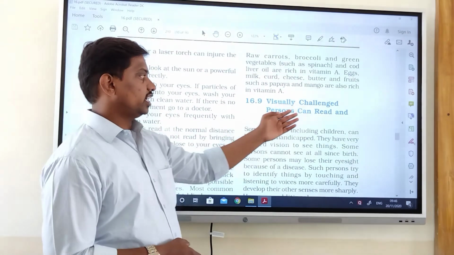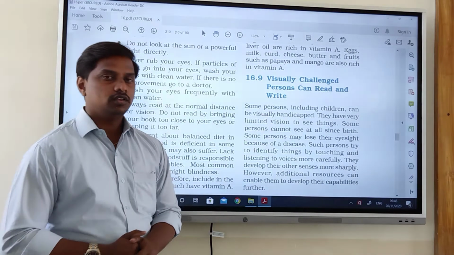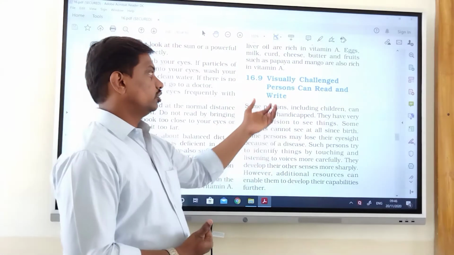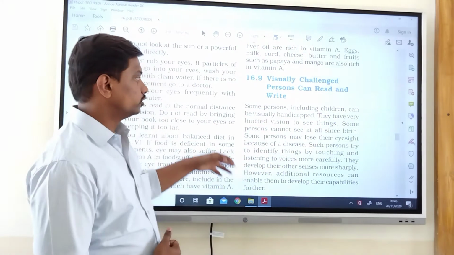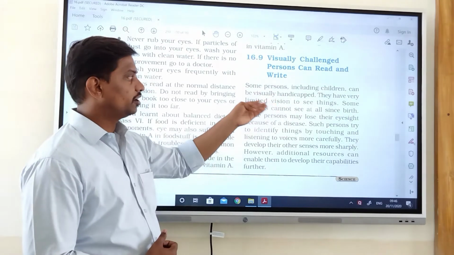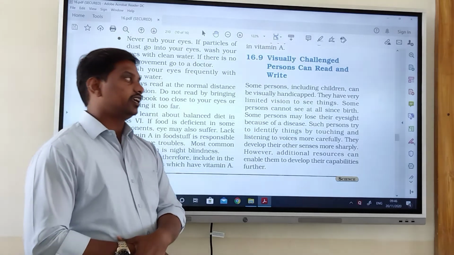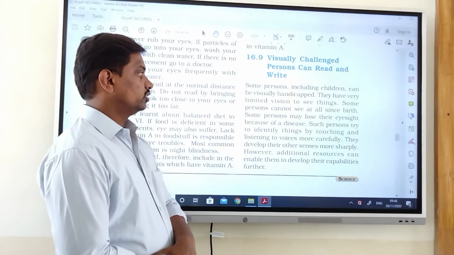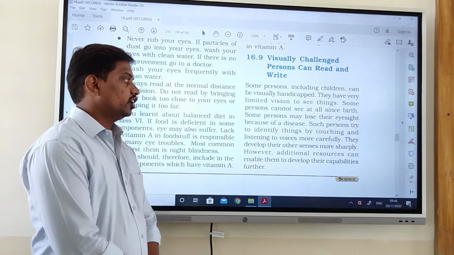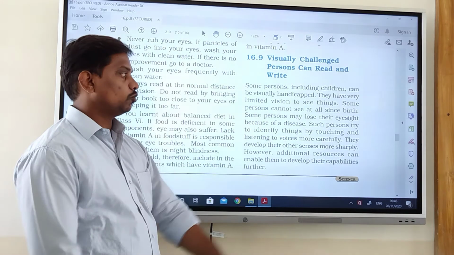So visually challenged persons can read and write. Visually challenged persons means vision lost children or vision lost people. So they can read and write also. Some persons, including children, can be visually handicapped. They have very limited vision to see things. Some persons cannot see at all since birth. Some persons may lose their eyesight because of disease also. Some persons try to identify things by touching and listening to voices more carefully.